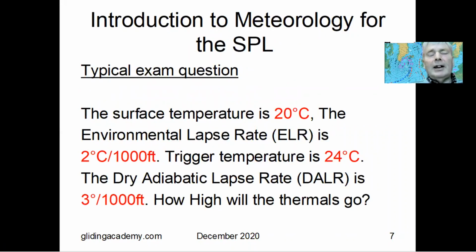Now, let's take a look at our bronze exam question. The surface temperature is 20 degrees C. The environmental lapse rate is 2 degrees C per 1,000 feet. The trigger temperature is 24 degrees. The dry adiabatic lapse rate is 3 degrees C per 1,000 feet. And the question is, how high will the thermals go? Initially, this question might look rather daunting, but I'll go through it step by step so you can understand how we go about answering the question.